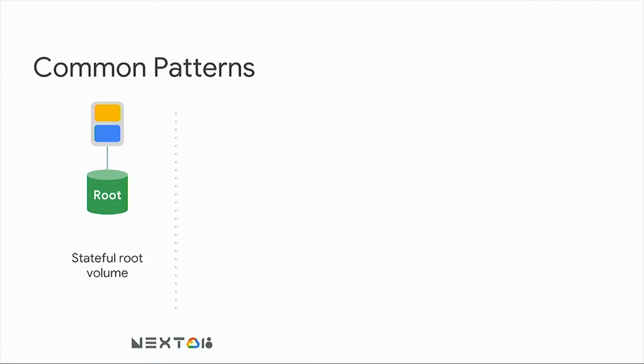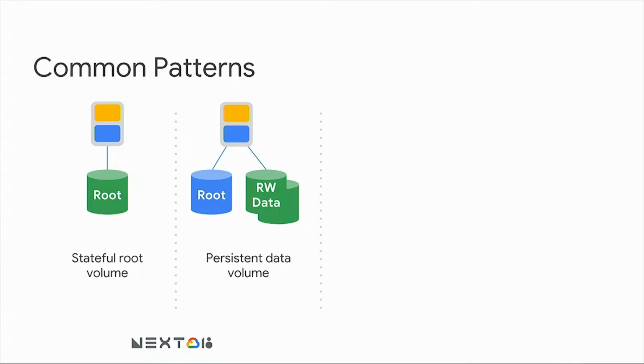We see a couple common patterns of behavior with persistent disk. This is the simplest. This could be your basic web server, WordPress, anything like that, where you just have one volume, one virtual machine. Another common pattern is a root disk and then some data. This could be your database instance, anything where you have working data. Again, not very complicated.